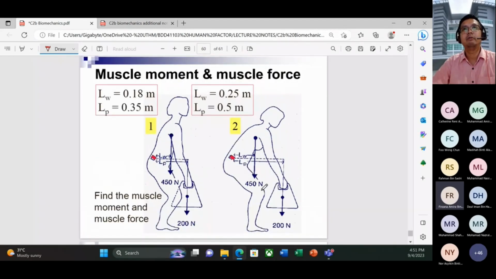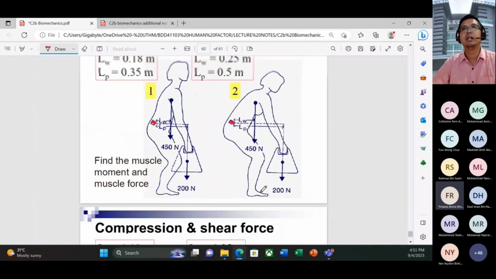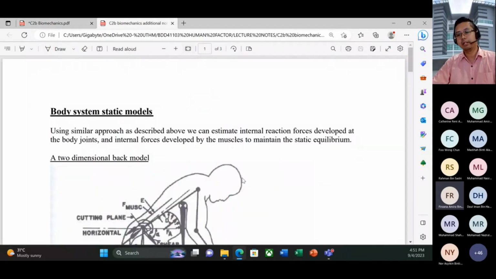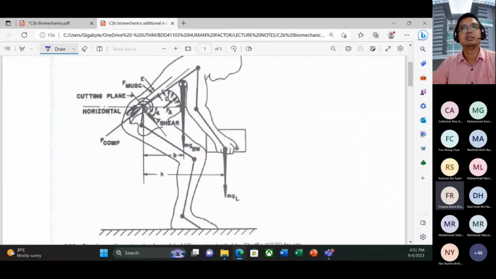This is an example of how we want to find the muscle moment and muscle force, and also the compression and shear force. So I give you a complicated example. Please look at our example here. This is the body static model. We have a two-dimensional back model, same as the previous one. Compressive force, shear force, muscle force, and we also have B times mg for the center of the body, and H times mg for the load.